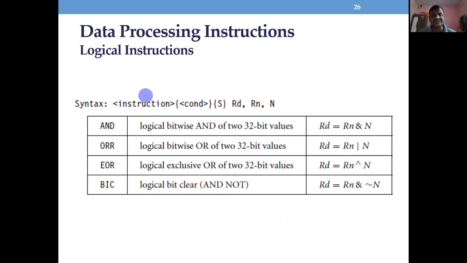Now come to the logical instructions. This is all about arithmetic instructions. So everyone must copy all these instructions, including the syntax. Any doubt?